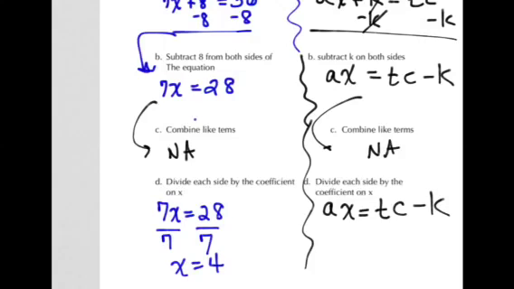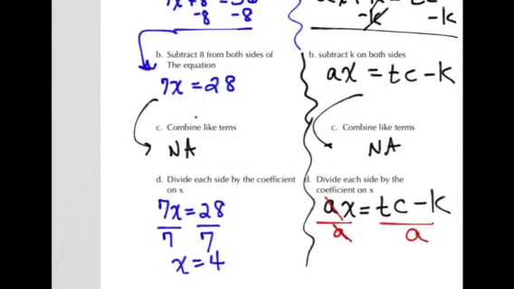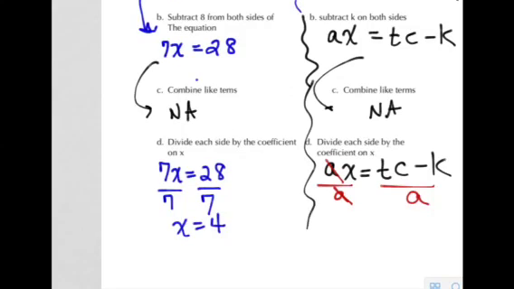You're trying to get the x alone. And read what part D says. Part D says divide each side by the coefficient on x. What is the coefficient on x? It's this a. Even though you don't know what its value is, it doesn't matter. If you divide both sides by a, these a's will cancel and make a 1. Doesn't matter if you don't know what the number is. And this will give you that x is equal to t times c minus k, all divided by a.